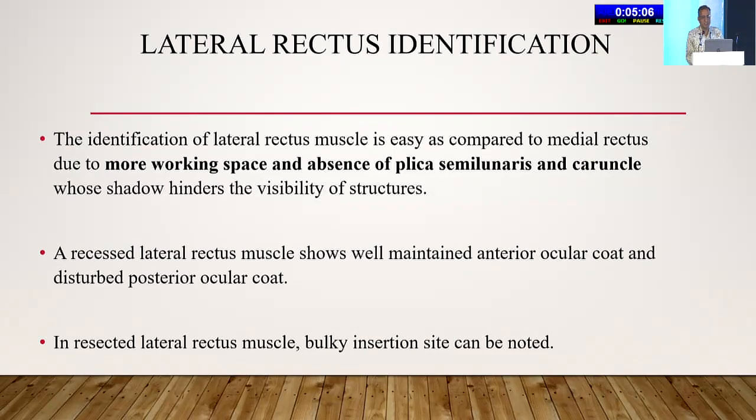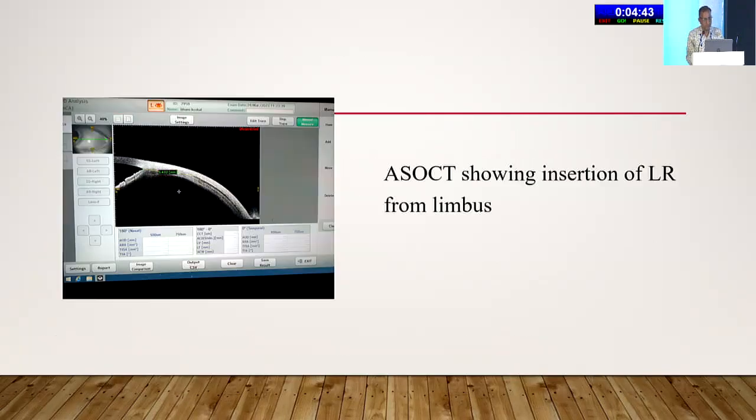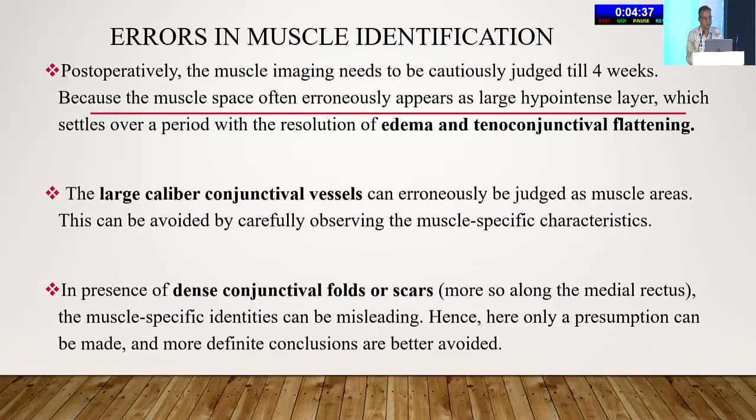Identifying the lateral rectus muscle is easy as compared to the medial rectus muscle due to more working space and absence of the plica semilunaris and caruncle, whose shadow hinders the visibility of the structures. A recessed lateral rectus muscle shows a well-maintained anterior ocular coat and a disturbed posterior ocular coat. In a resected lateral rectus muscle, the bulky insertion site can be noted. This is the ASOCT image showing the insertion of the lateral rectus from the limbus.